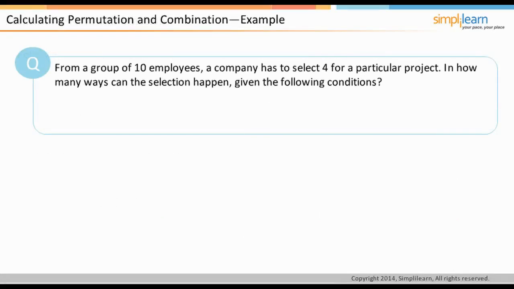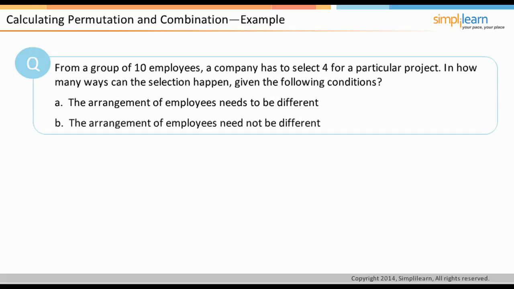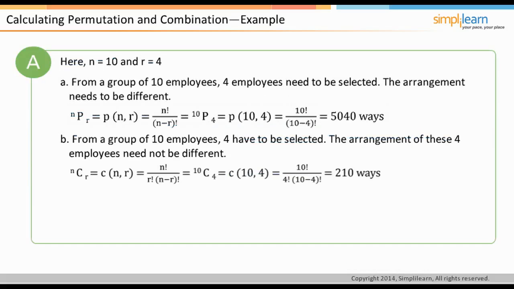From a group of 10 employees, a company has to select 4 for a particular project. In how many ways can the selection happen given the following conditions? When the arrangements of employees needs to be different. When the arrangement of employees need not be different. Click the button to know the answer.